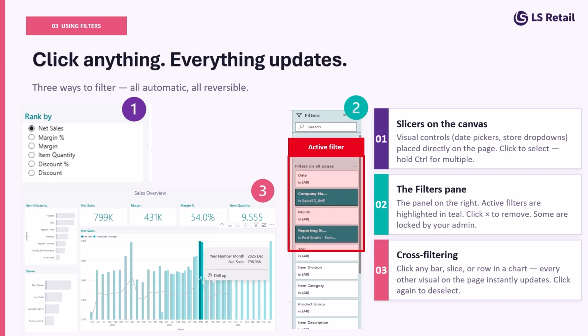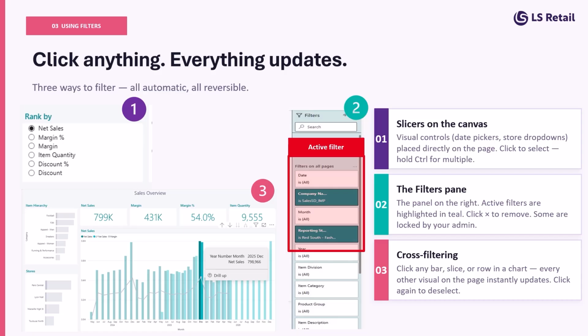There are 3 ways to filter data in any report. First, slicers. These are the drop-down menus and date pickers you see placed on the report canvas. Just click a value and everything updates. Second, the filters pane on the right. This shows all active filters, the ones highlighted in teal like company name and reporting store here.